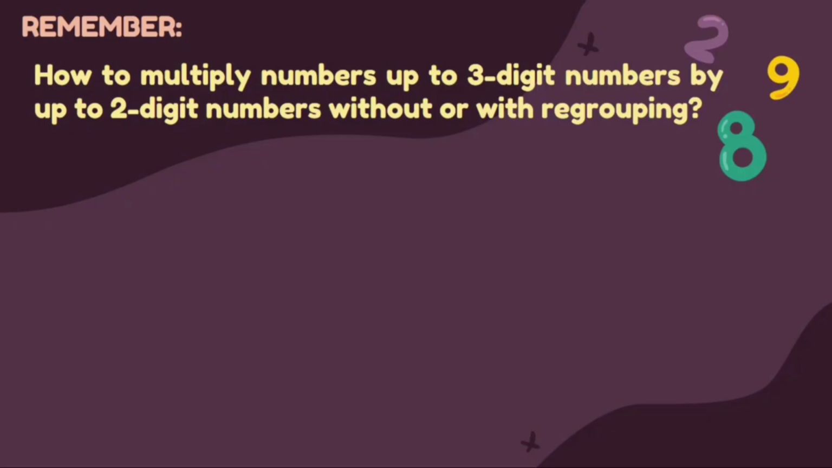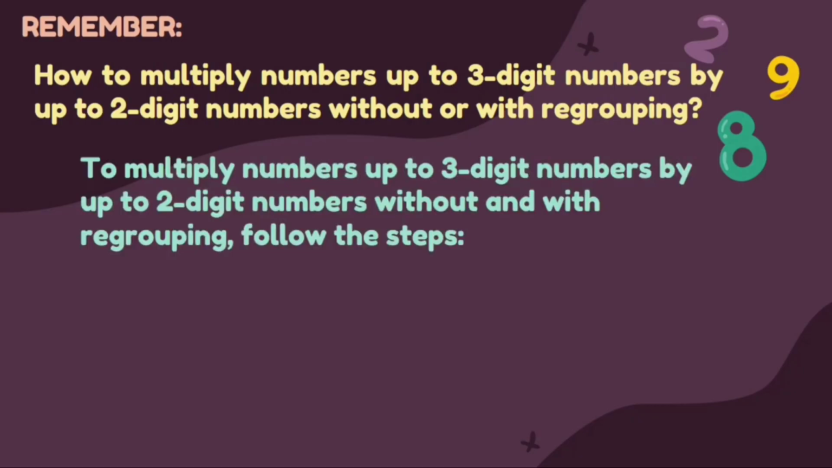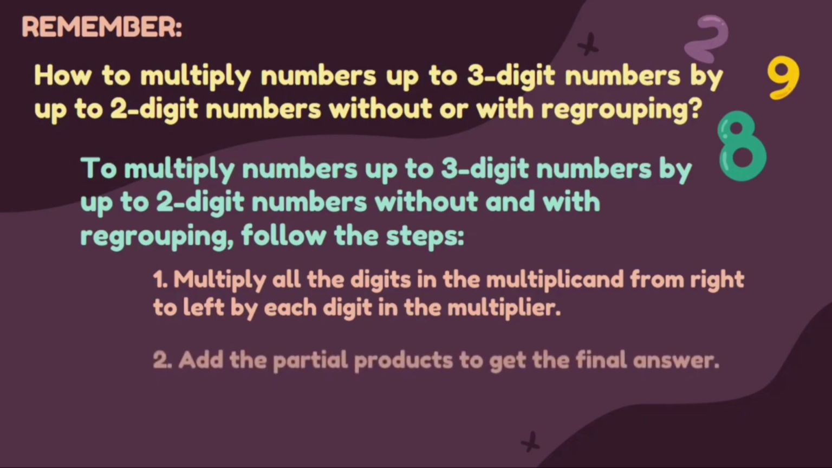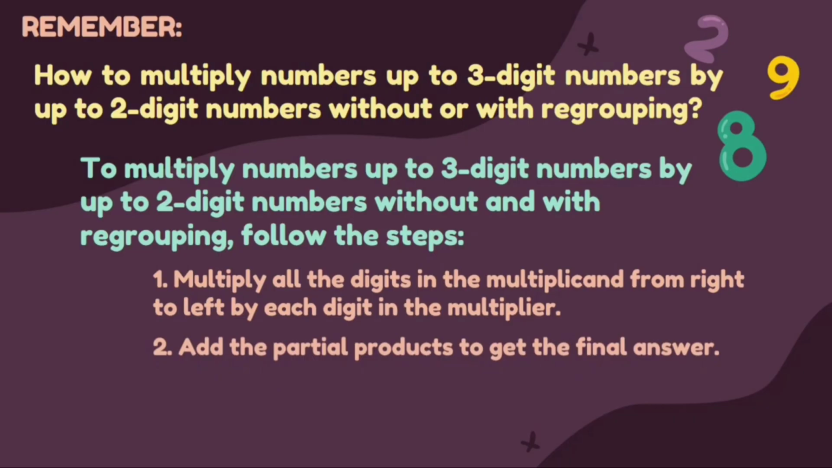Remember, how to multiply numbers up to 3-digit numbers by up to 2-digit numbers without or with regrouping. To multiply numbers up to 3-digit numbers by up to 2-digit numbers without and with regrouping, follow the steps. Step number 1. Multiply all the digits in the multiplicand from right to left by each digit in the multiplier. Step number 2. Add the partial products to get the final answer.